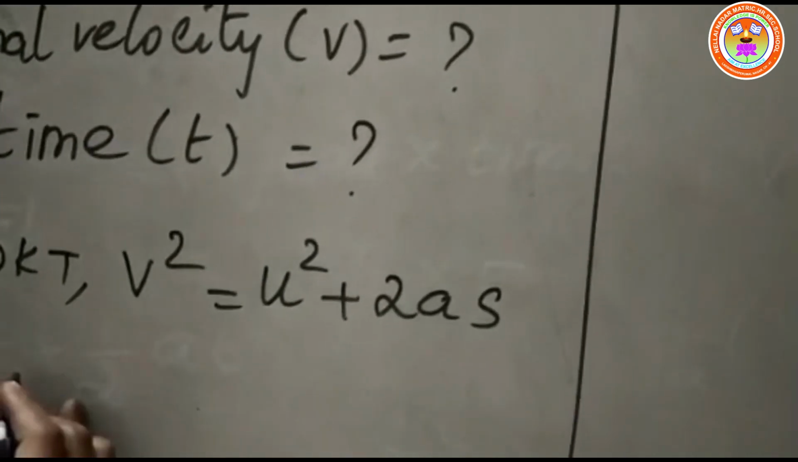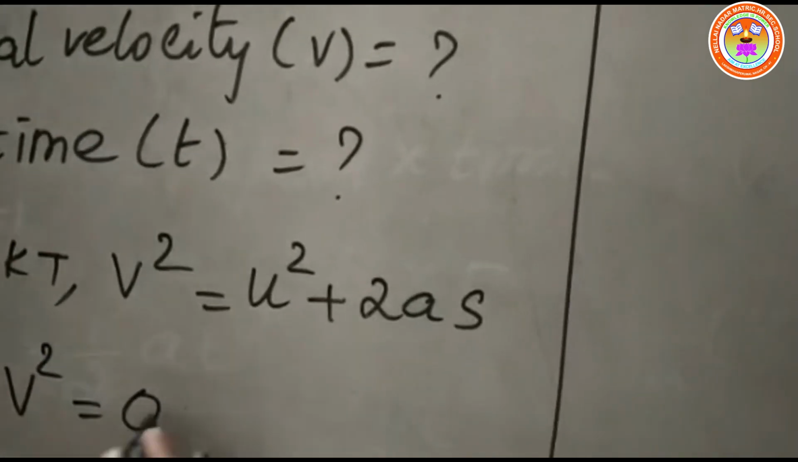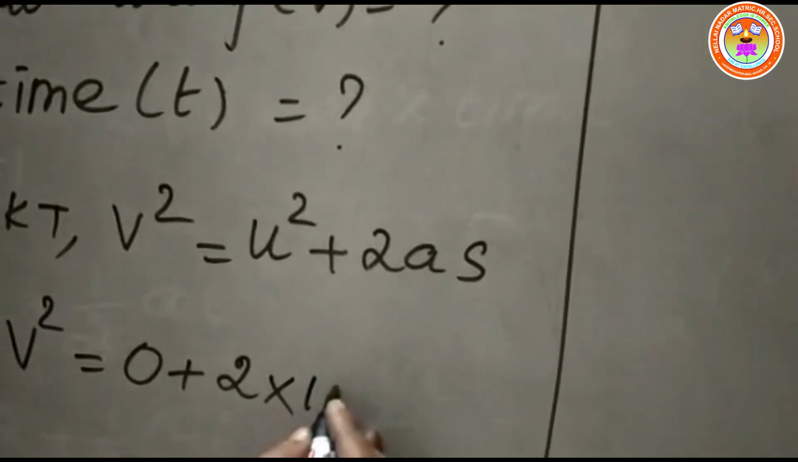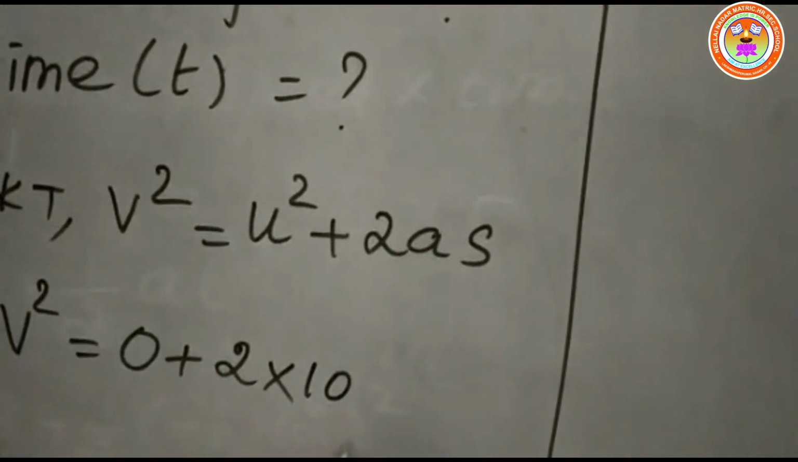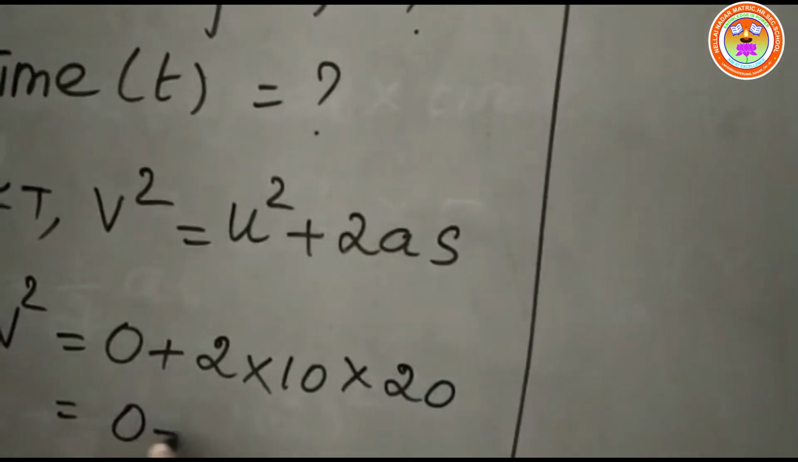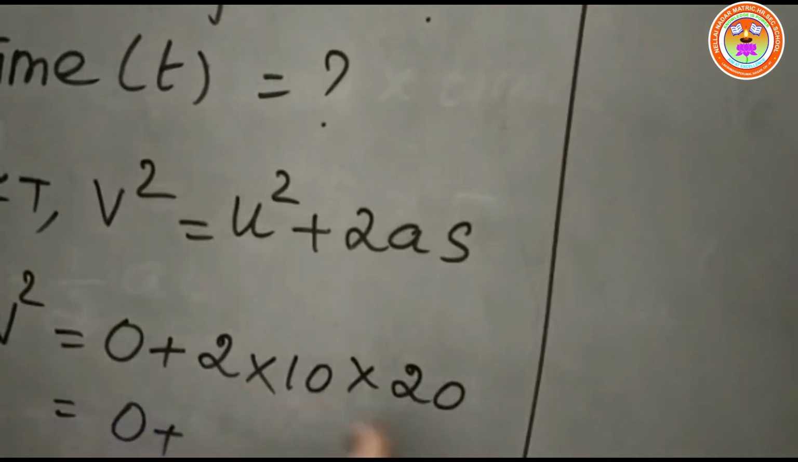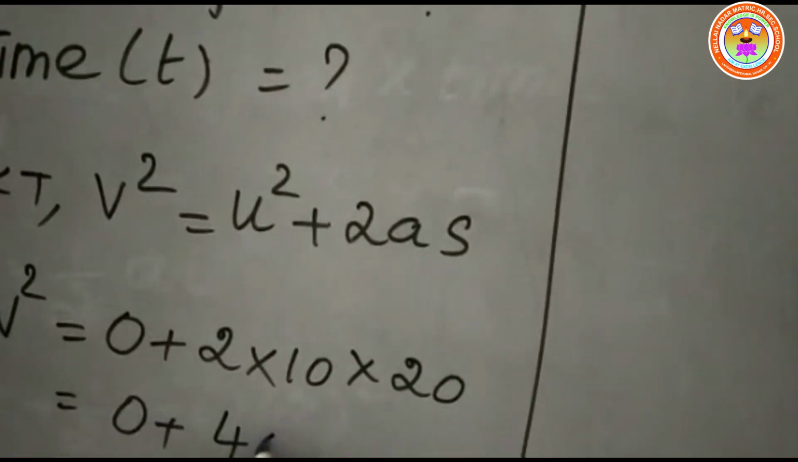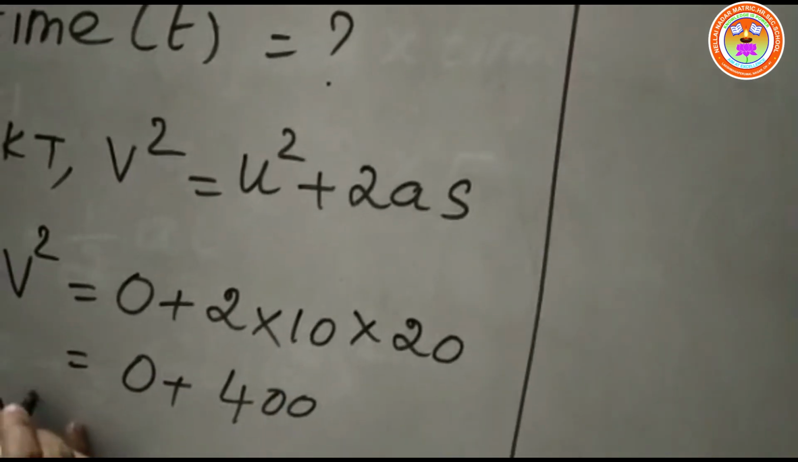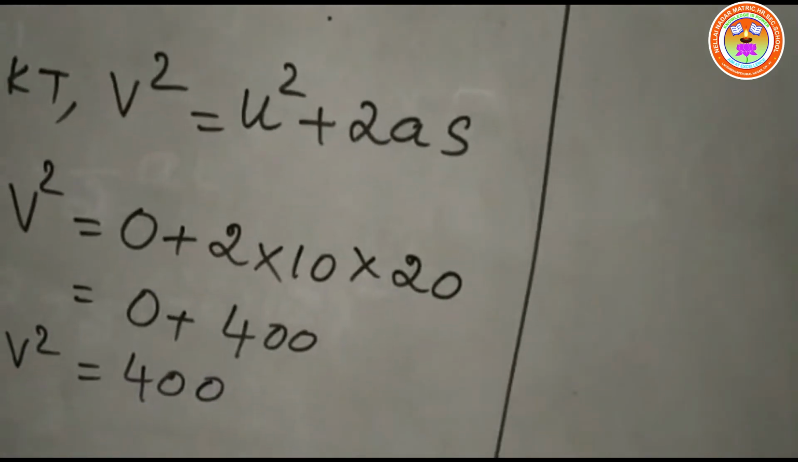Now we have to substitute the values. V square is equal to U value, which is 0, plus 2 into the value of A. A value is 10 and S value is 20. So what will come? 0 plus 2 tens are 20, isn't it? 20 twenties are what will come? 400, isn't it? So 0 plus 400 is 400 only. So V square is equal to 400.